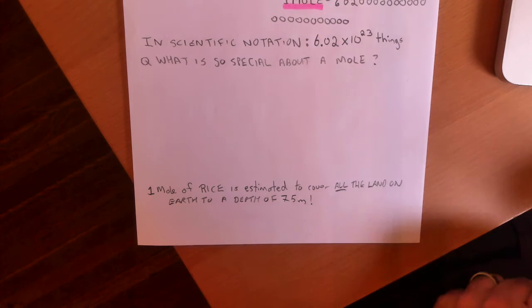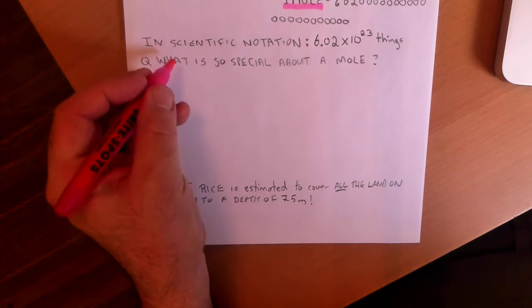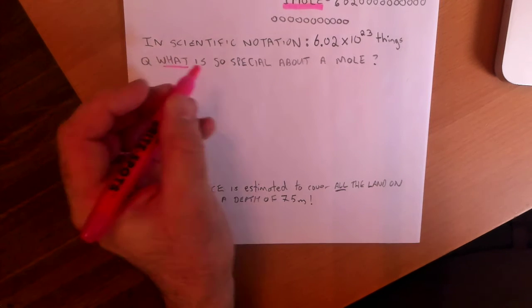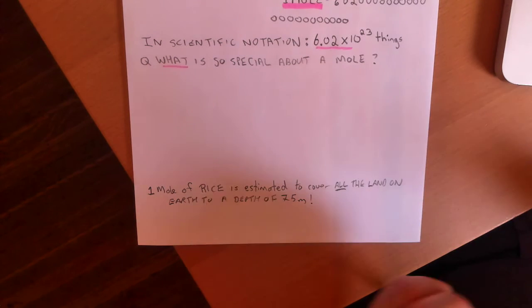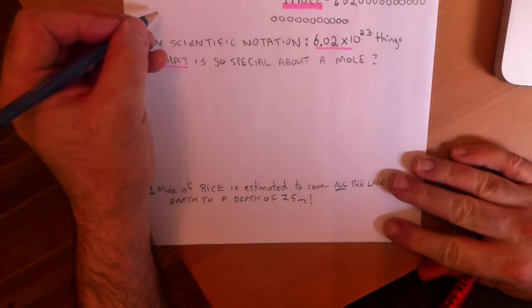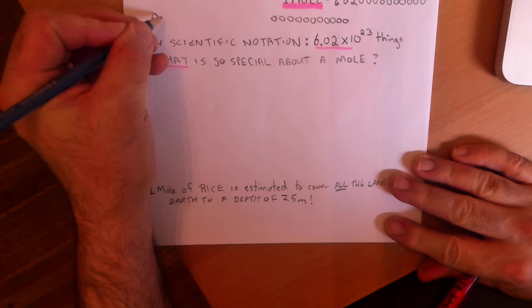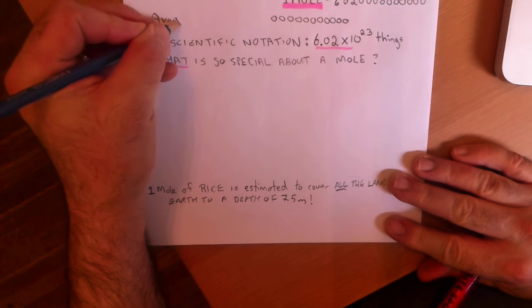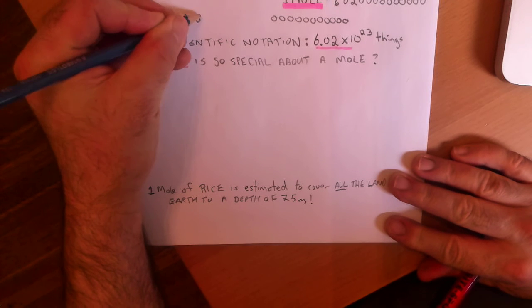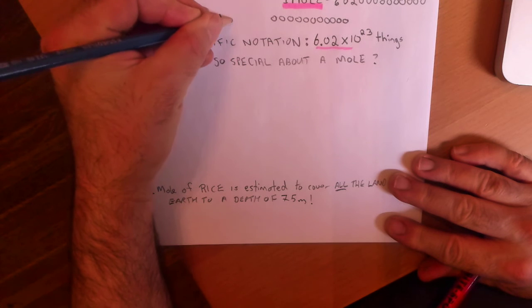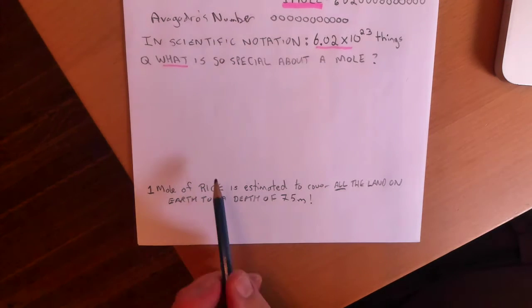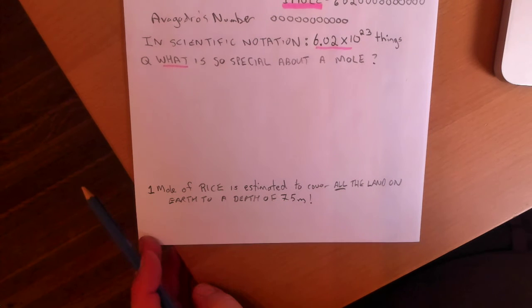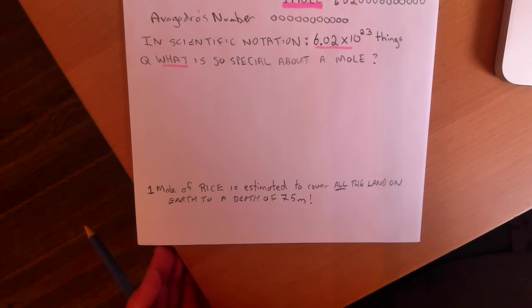But why mole? What's so special about it? Why should we use this number? What's so special about this one? And by the way, we name this number. It's called Avogadro's number, named after the Italian scientist who first envisioned the concept. Avogadro's number is an enormously big number of things.